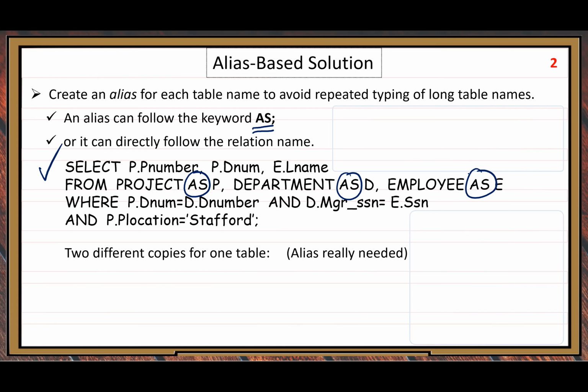All right. Two different copies of one table, alias really needed. Yeah. Think about it. So here, there is one situation. You join two tables, but this time it's a special case. Two tables, they come from the same table.